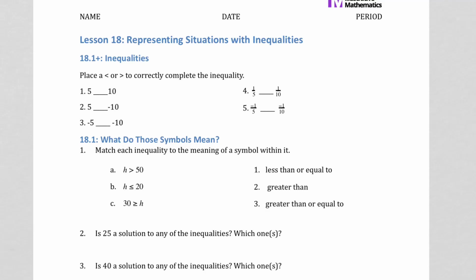All right, so for lesson 18, we're representing situations with inequality. So we're going to place a less than or greater than sign to complete the inequality. So is 5 less than or greater than 10? It's less than. Is 5 less than or greater than negative 10? Greater than. It is greater than.